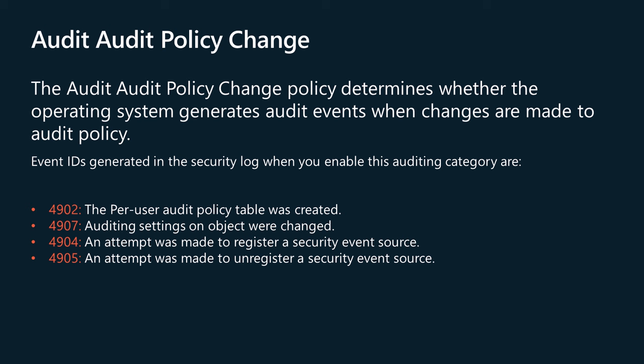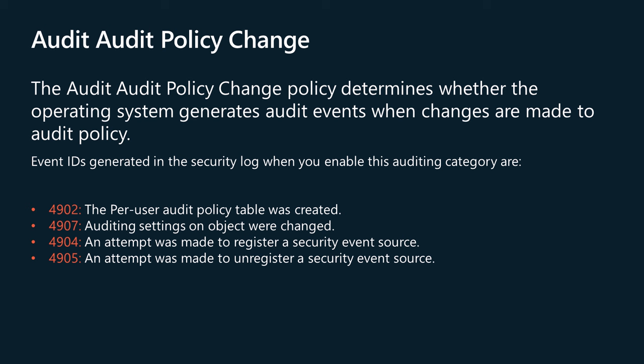Changes to audit policy that are audited include: changing permissions and audit settings on the audit policy object, changing the system audit policy, registering and unregistering security event sources, changing per user audit settings, changing the value of the crash on audit fail flag, changing audit settings on an object, for example, modifying the system access control list for a file or registry key. The following events will be enabled if you configure auditing through this policy.